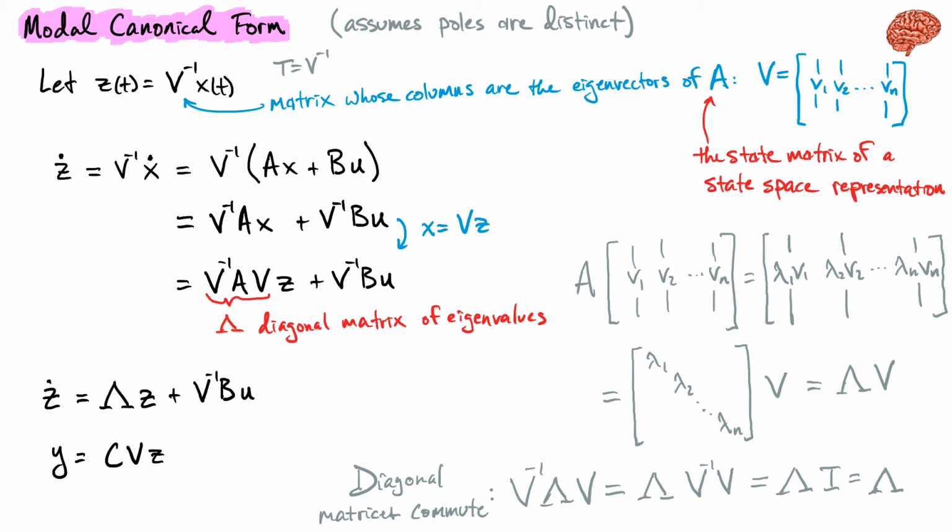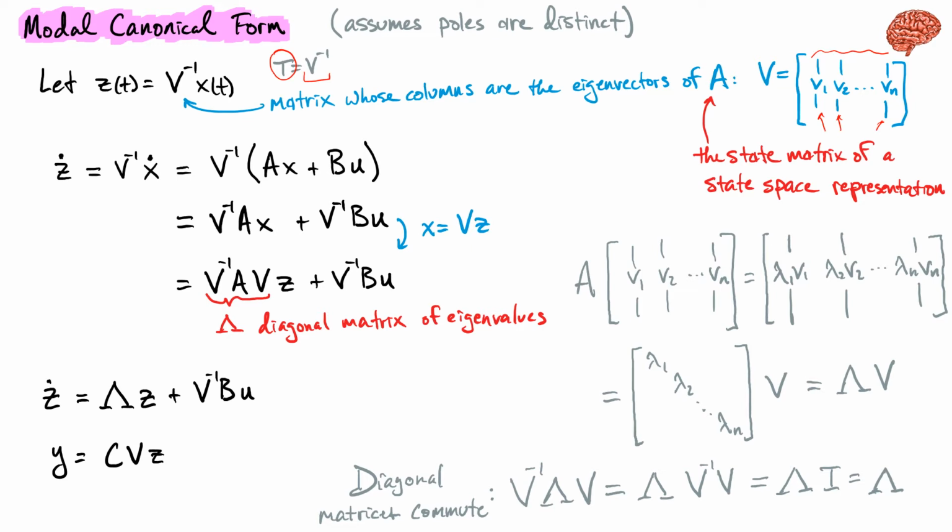It's also interesting to talk about how you get to modal canonical form. If you start with just another generic state space system where A and B are your state and input matrices, it turns out that the transformation matrix that's going to get you there is the inverse of the matrix whose columns are the eigenvectors of the state matrix A. Each column is a different eigenvector, so if you have all n of your eigenvectors, then that's a square matrix.